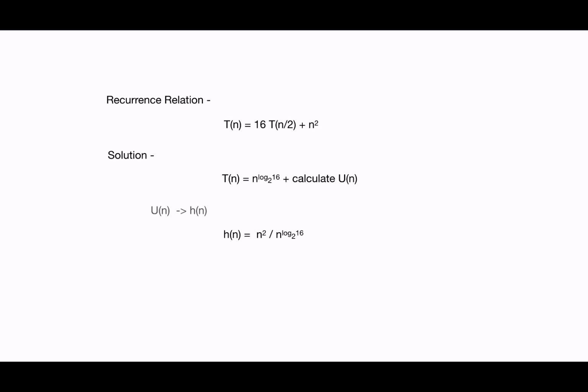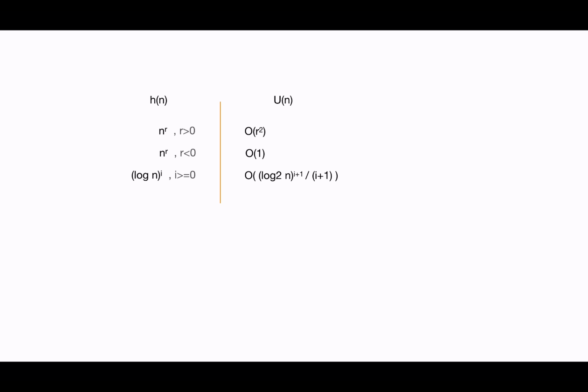If we solve this, log 16 base 2 is 4, so it becomes n^4, and n^2 divided by n^4 is 1 divided by n^2, which is indeed n^(-2). Now it is time to get the value of U(n) according to this h(n) from the table. Here we are getting n raised to power minus 2, so the value of r is negative, and so the value of U(n) is O(1). Here we're going to put this constant time O(1) in the equation for T(n).